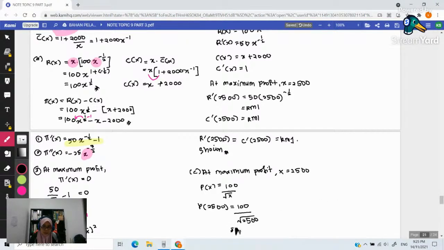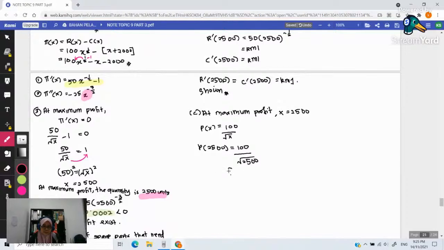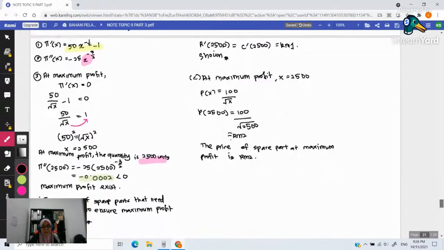So RM 2, ringgit. That means the seller must sell the spare part at 2 ringgit to maximize the profit. Okay, we write here: the price of a spare part at maximum profit is RM 2. Okay, so that's all for example number 3. We already answered the 3 questions from example number 3.